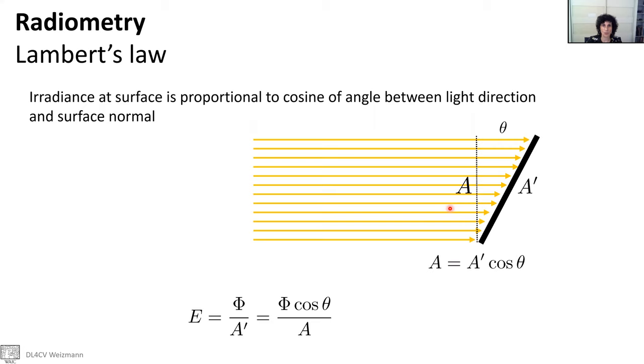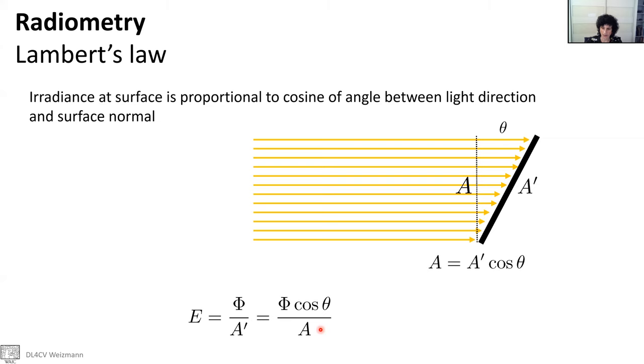Therefore, if I want to measure the irradiance at the surface, I have the same flux phi divided by A prime, and therefore the irradiance is going to be phi cosine theta divided by A, because A prime is A divided by cosine theta. So when the flux hits a surface, the irradiance is proportional to the cosine of the angle between the light direction and the surface normal. If the surface is like this, I have phi divided by A. If the surface is tilted, I have phi cosine theta divided by A.